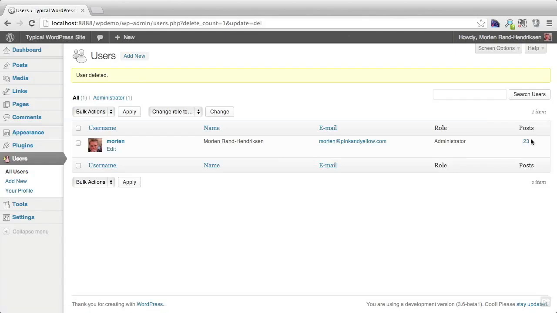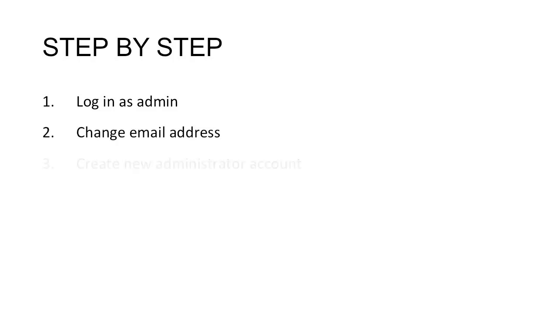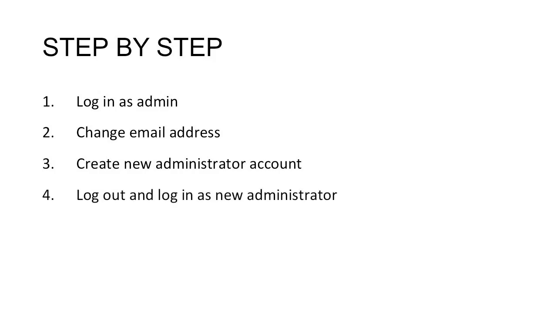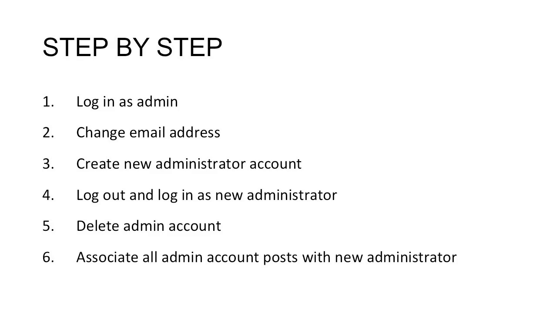That way I no longer have an admin account and my site becomes harder to hack in the process. So let me run through the list one more time. First, log in as admin. Second, change the admin email address. Third, create a new administrator account using your preferred email address. Fourth, log out and log back in as the new administrator. Fifth, delete the admin account. And finally, number 6, associate all the posts with the new administrator account. That way, you'll get rid of your admin account without losing all your content in the process.